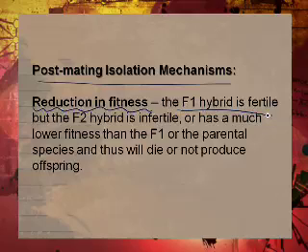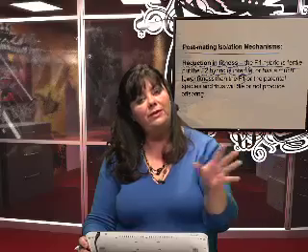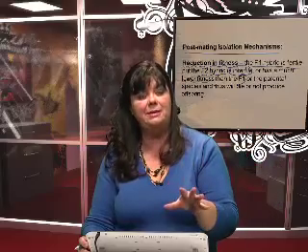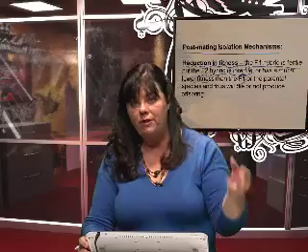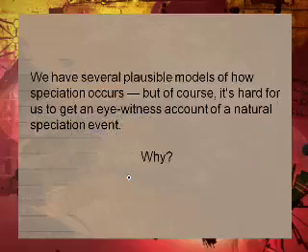The F1 hybrid is fertile, but when the F1 hybrid produces the F2 hybrid, that is infertile or has much lower reproductive fitness than the F1 or the parental species. And so the grandchildren, in other words, the offspring at the second filial generation, would be infertile or would not be able to reproduce. And so all of these reproductive isolating mechanisms would take place after mating had taken place.